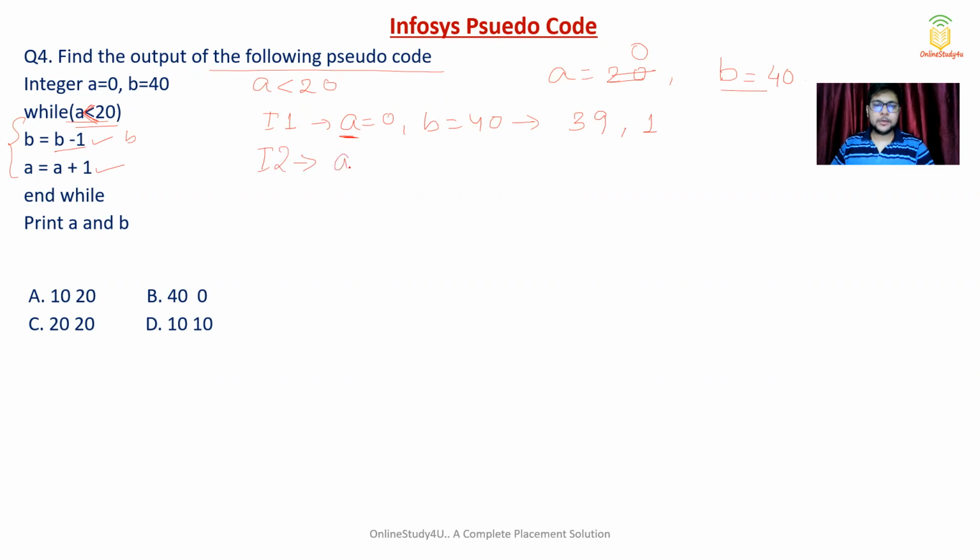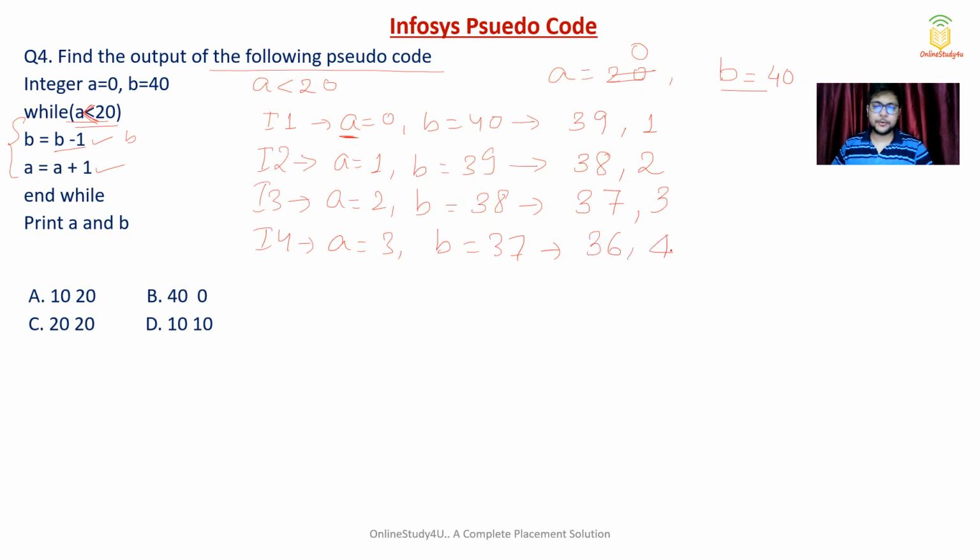In iteration 2, my value of A is 1 and B is 39, right? So decrement B by 1 and increment A by 1. Iteration 3, A is 2, B is 38. So I'll decrement B to 37 and increment A to 3. Iteration 4, A is 3, B is 37. So it will decrement B by 1 to 36 and increment A to 4.